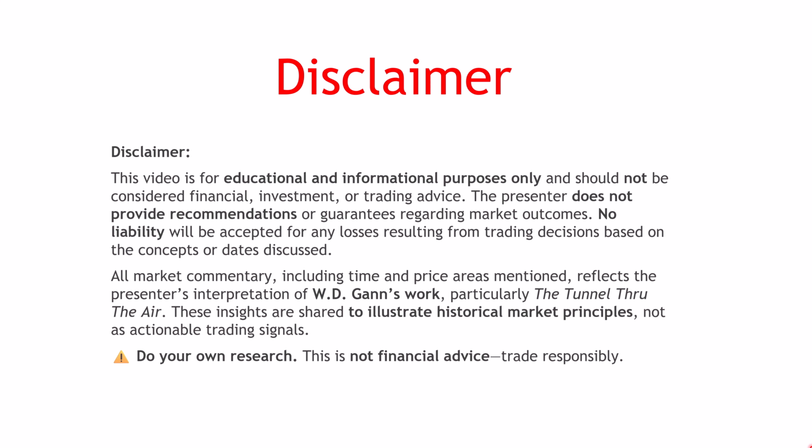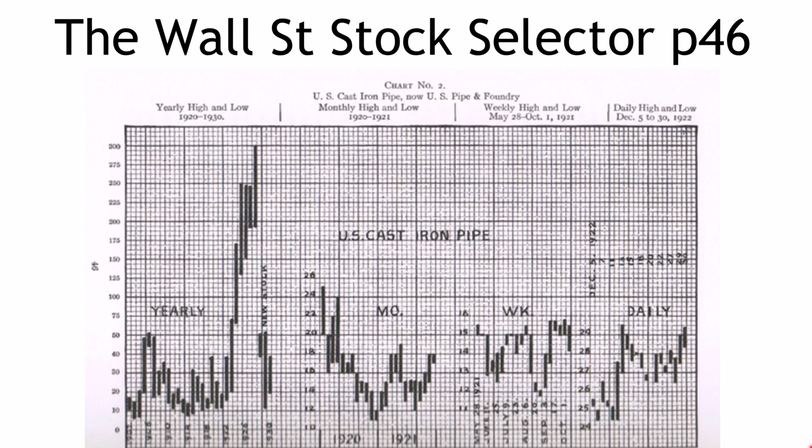Trade responsibly. So let's kick it off with the Australian dollar, US dollar. And if you're new to the channel, this is the approach that I like to take when I'm studying any market, and I'd encourage you to do the same. This is a chart taken from page 46 of Gann's second book called The Wall Street Stock Selector, and it shows Gann lining up the charts side by side, so yearly, monthly, weekly, and daily. The idea being that if you're following, say, a big swing, you'll get early warning indicators on a smaller chart like the monthly. And on the monthly chart, when you see a move shaping up, you can have a look at the weekly chart to fine tune that.